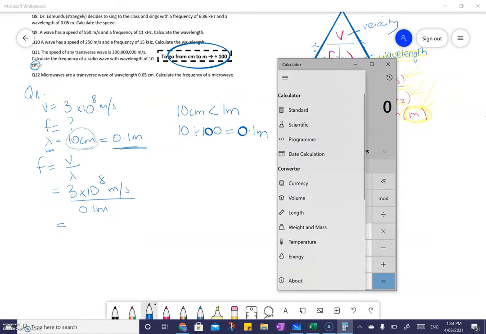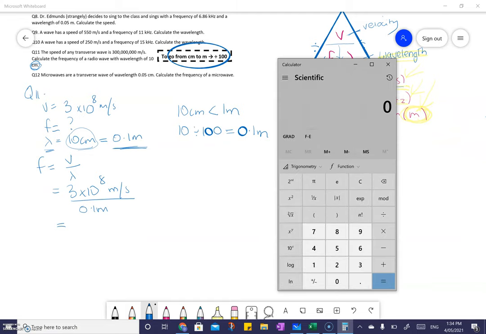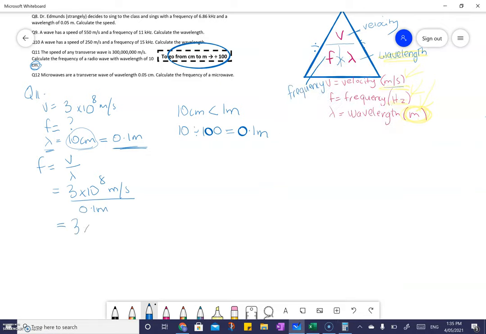Alrighty, now what I want to do is find my scientific calculator and actually be able to use this times 10 to the power of. So what I do is I go 3 multiplied by, and I find this function here, that's the power of. So I put multiply by 10 to the power of 8. And I get 1, 2, 3, 4, 5, 6, 7, 8 zeros, and I know that that's right. So that divided by 0.1 is going to be 3 and 9 zeros after it. So I'm going to write 3 times 10 to the power of 9, and frequency is measured in hertz.